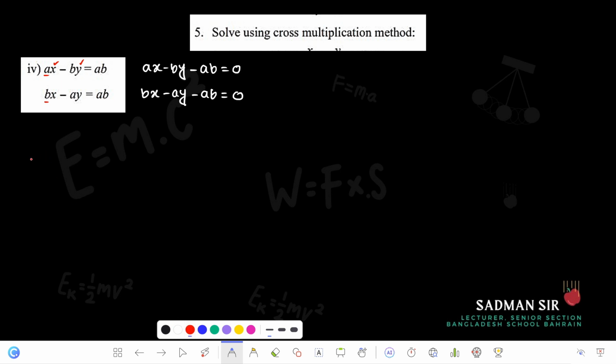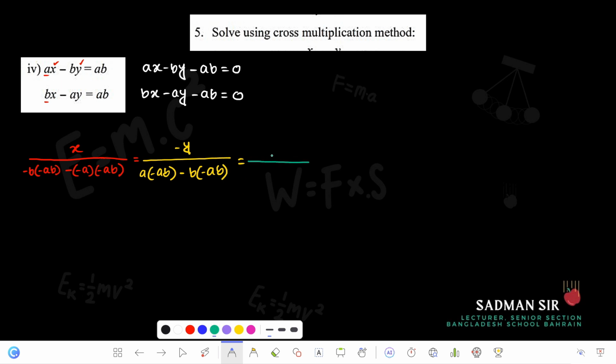So to apply the cross multiplication method, you know that we need to draw 3 lines. At first x. So when we are doing the calculation of x, we need to ignore x. So minus b into minus ab, then a minus from the formula, then minus a into minus ab. So that is for x, and now for minus y. So for minus y, a into minus ab minus, then b into minus ab. Remember, we are ignoring y. So b into minus ab.